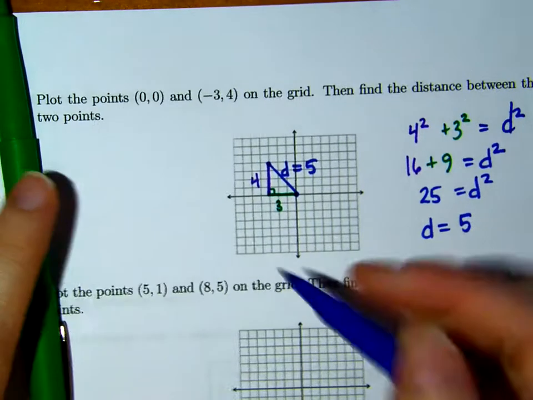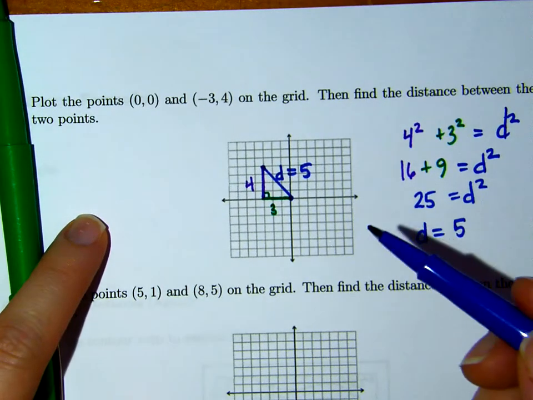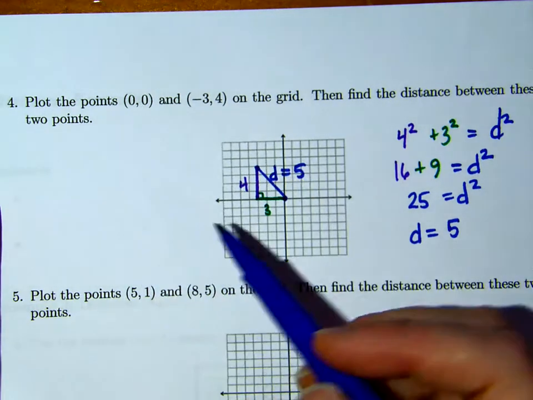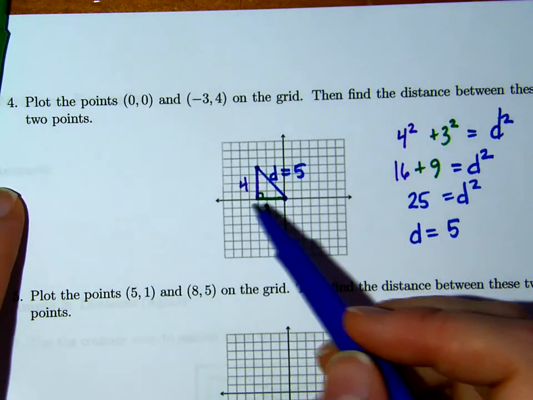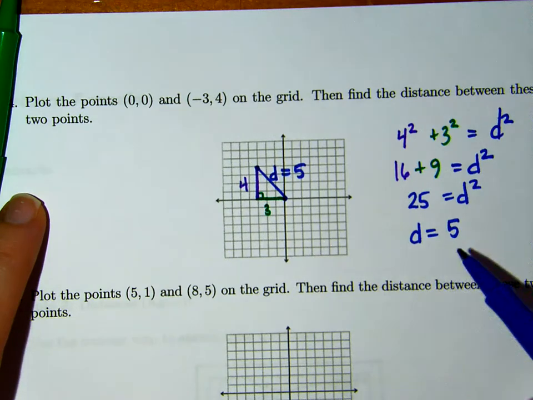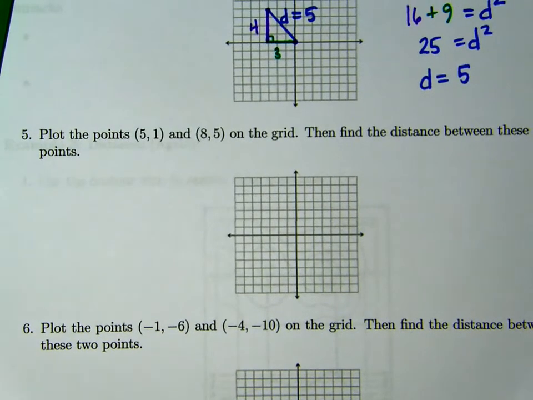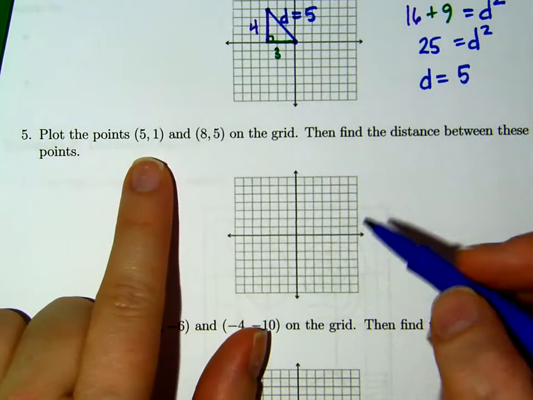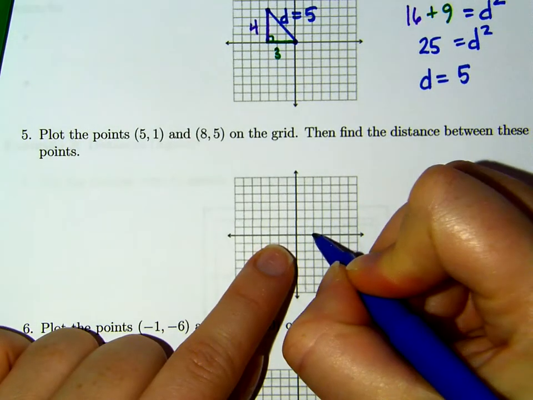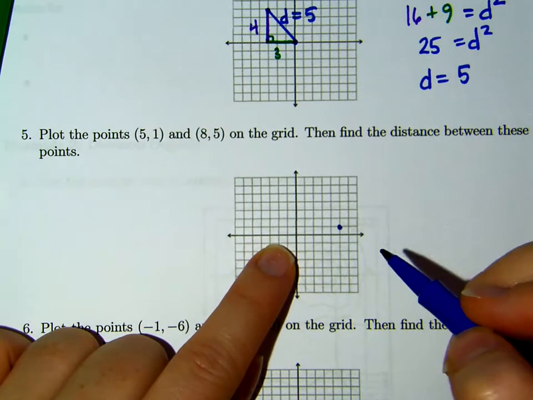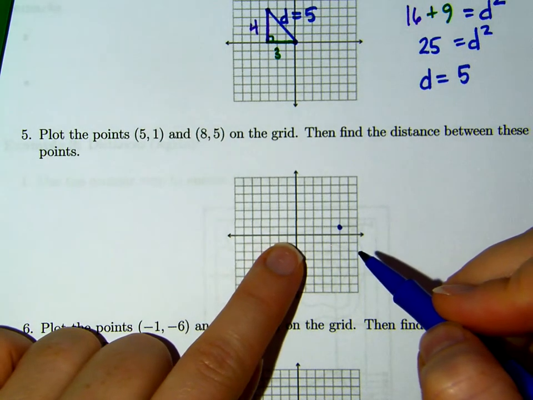Okay, so we just made a grid, which means that we weren't using centimeters anymore, but we were using units. We plotted these 2 points, and we were able to create a right triangle that let us find the distance. Let's do it again. Okay. Plot the points 5, 1, 1, 2, 3, 4, 5, 1. Check. 8, 5. Oh no.